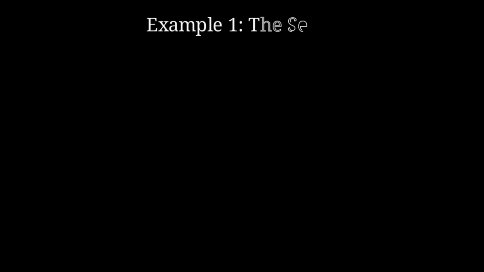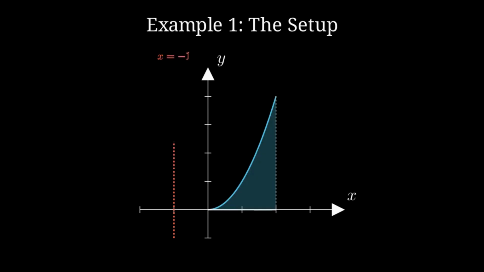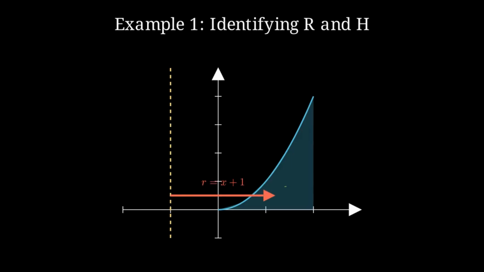Let's work through an example. We have the region under y equals x squared from x equals 0 to x equals 2. We are rotating this around the vertical line x equals -1. First, let's identify our radius and height. The radius is the distance from the axis at -1 to a generic x, so r equals x plus 1. The height is determined by the function, so h equals x squared. Our limits of integration are the x-bounds of the region, 0 to 2.